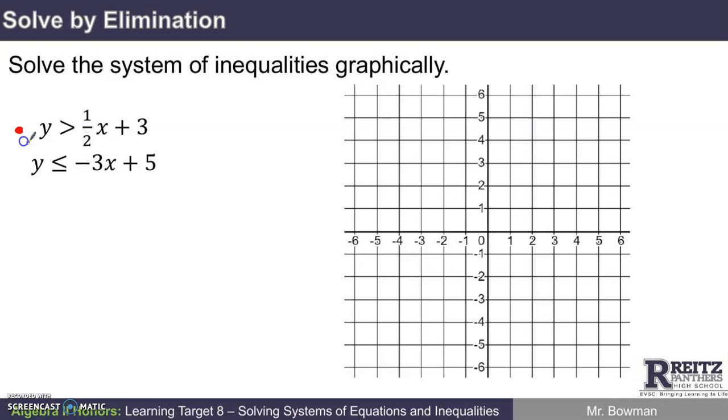So I'll do this one in red. y is greater than 1/2 x plus 3. I'll do this one in blue. y is less than or equal to negative 3x plus 5. So for y is greater than 1/2 x plus 3, I know that has an intercept at 3 on the y-axis. I know that a slope of 1/2 means up 1 and right 2, or down 1 and left 2.